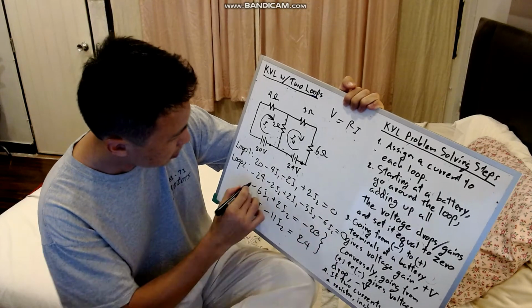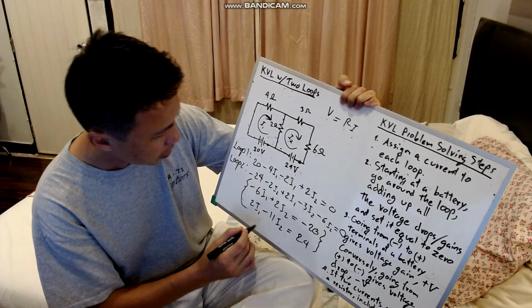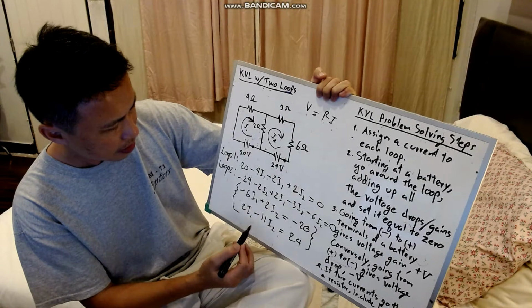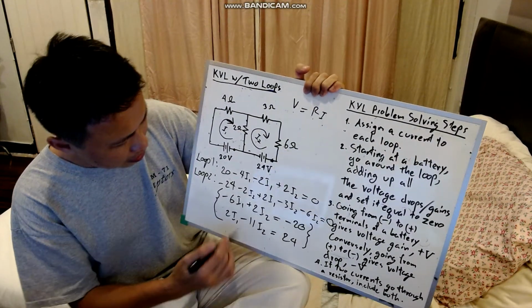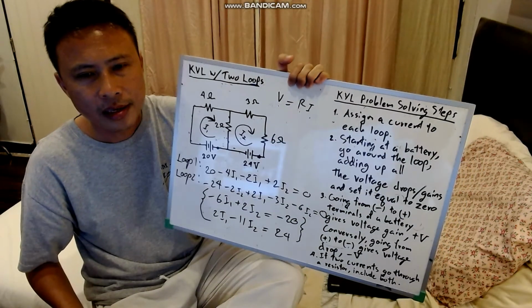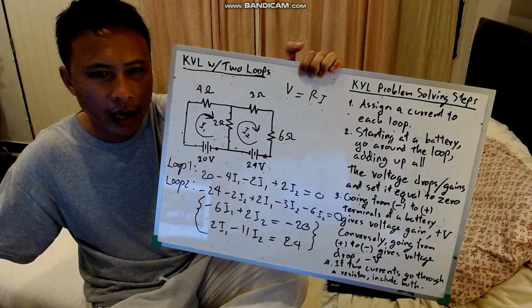So this is simultaneous equations. Most calculators can do it. You can Google or look on YouTube for how to use the calculator software, and that is it. So, KVL with 2 loops.